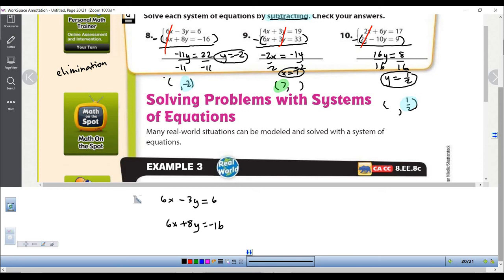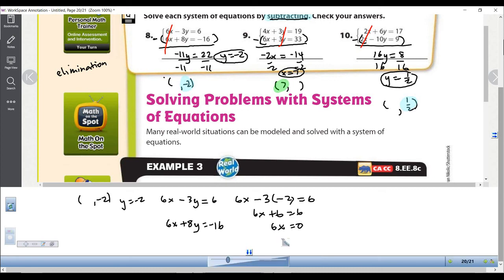Now when I started, I didn't know what x and y were. But what do I now know? I know that y is negative 2, right? So I can go to either equation, and I'm going to use the first one, 6x minus 3. I don't know what x is, but I know what y is. So I put negative 2 in there equals 6. I get 6x plus 6 equals 6. Subtracting 6 from both sides and dividing by 6, I'm going to have 6x equals 0, so I get x is equal to 0.